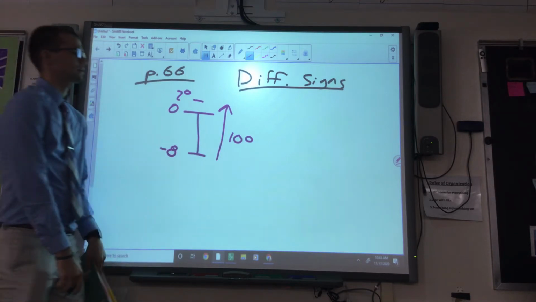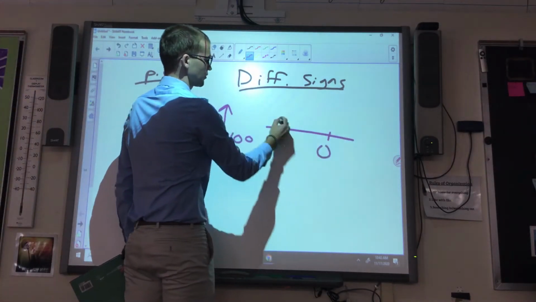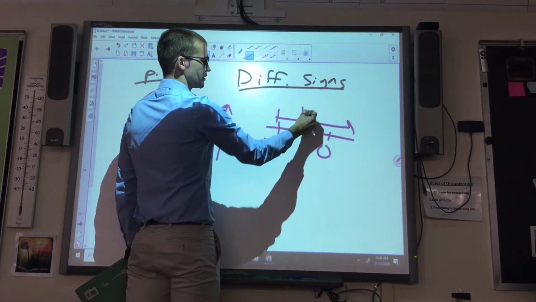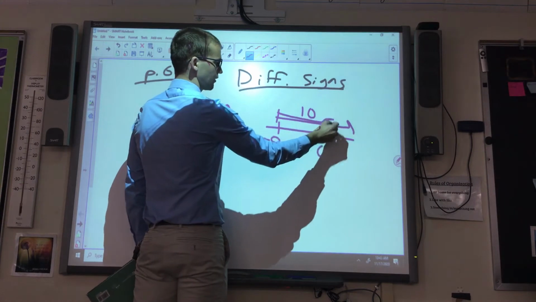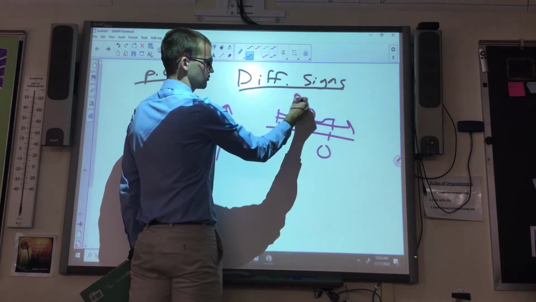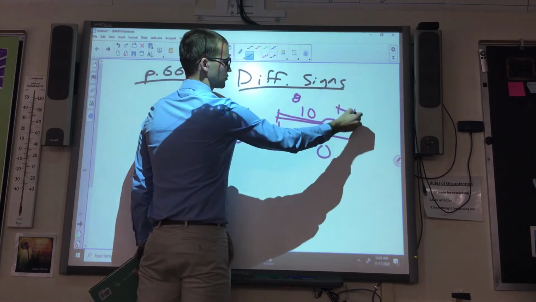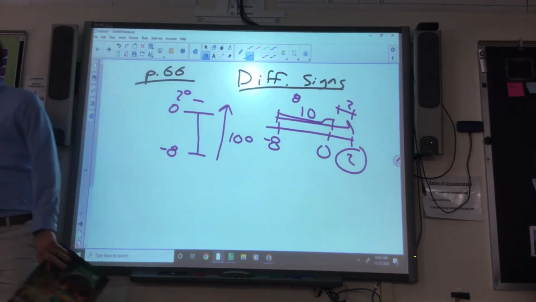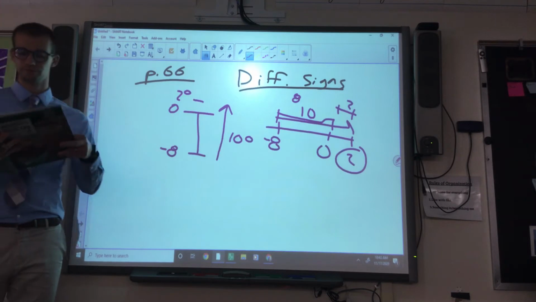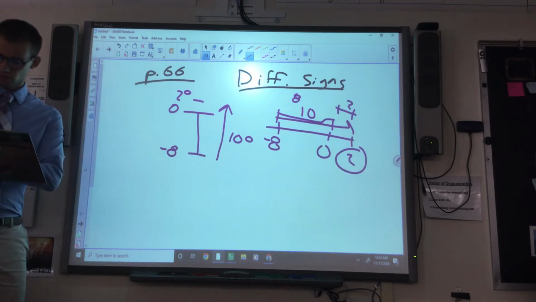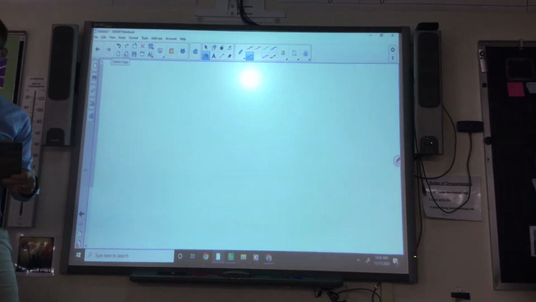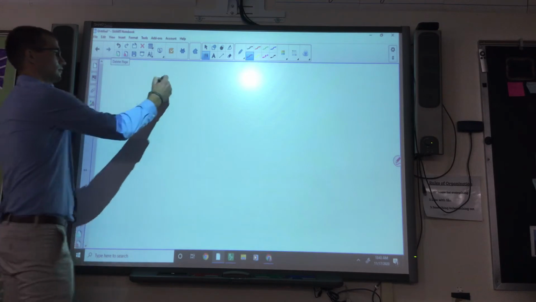The other thing you could say is, hey, I'm going to make a number line. Here's 0, here's negative 8. You go forward 10. Here's your 8 right here. Your first 8 gets you to 0. Your next 2 gets you to positive 2, and that's where you end up at. Positive 2.